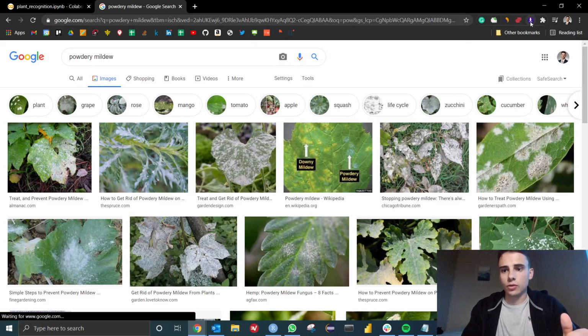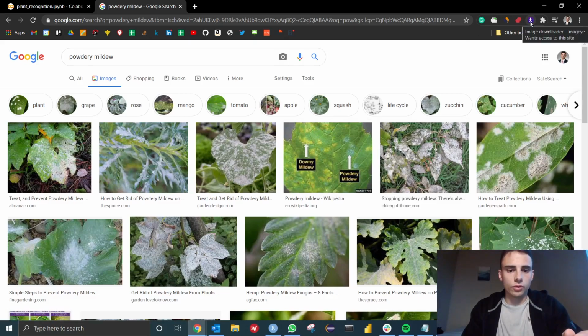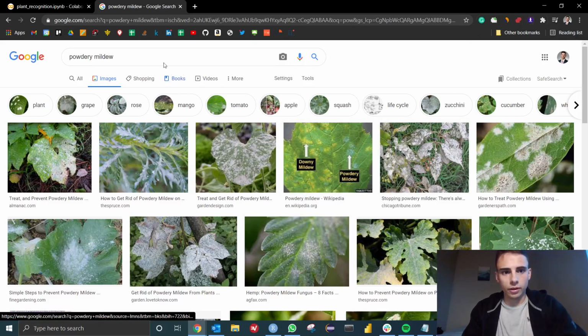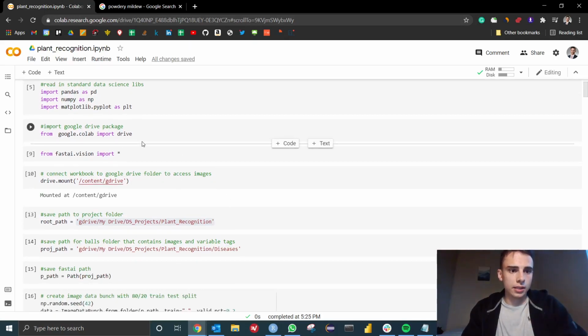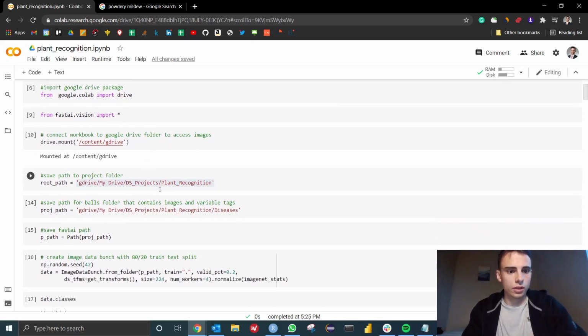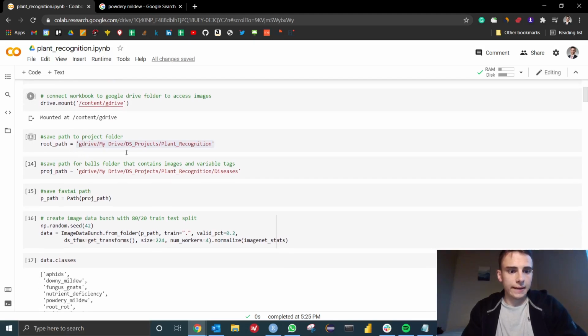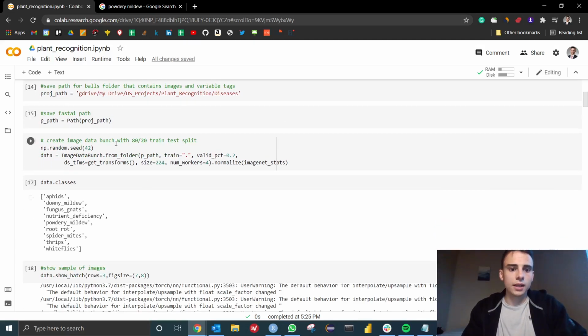I used a Chrome extension to download all those images to my hard drive and then uploaded them to Google Drive. In this Google Colab notebook, I imported all those images through a drive mount and saved that project path. Then I normalized all those images and saved them to a data variable called data.